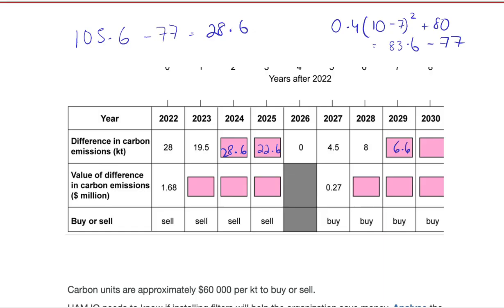kilotons. And by the last year, 2030, 8 years have passed. 0.4 into 10 minus 8 whole square. 10 minus 8 is 2. 2 square is 4. 4 into 0.4 is 1.6. 1.6 plus 80 is 81.6. And 81.6 minus 77 gives us an answer of 4.6.